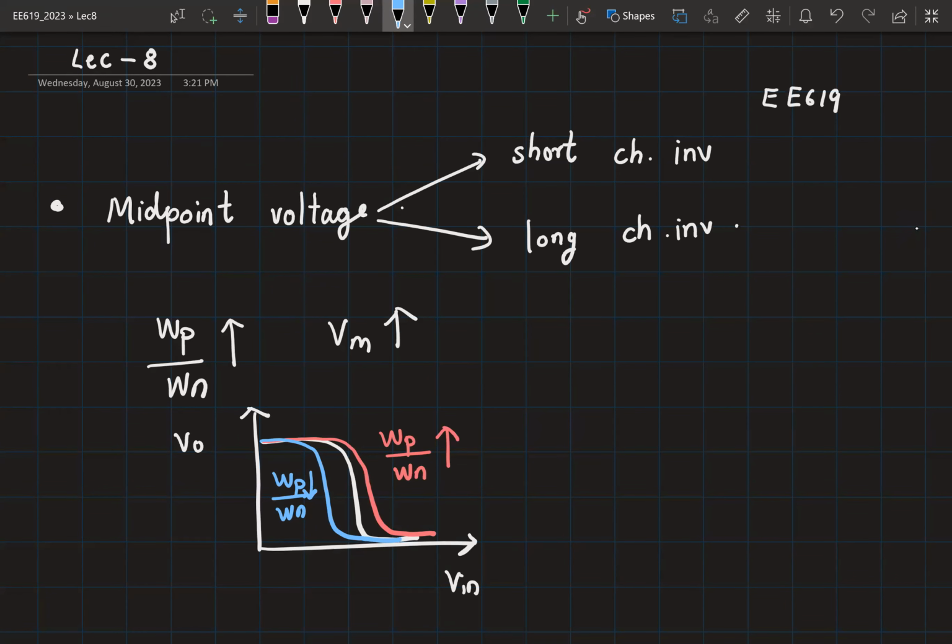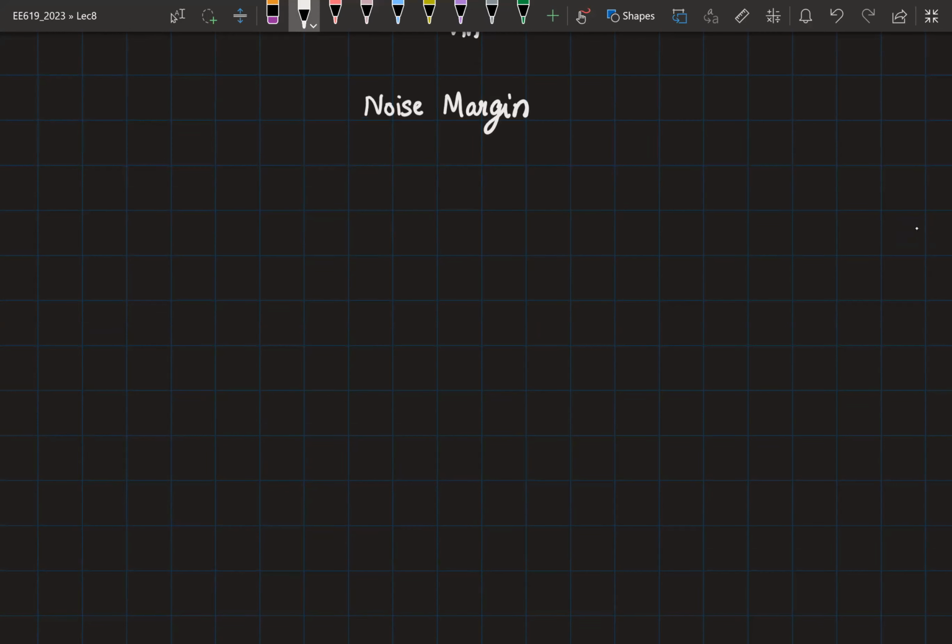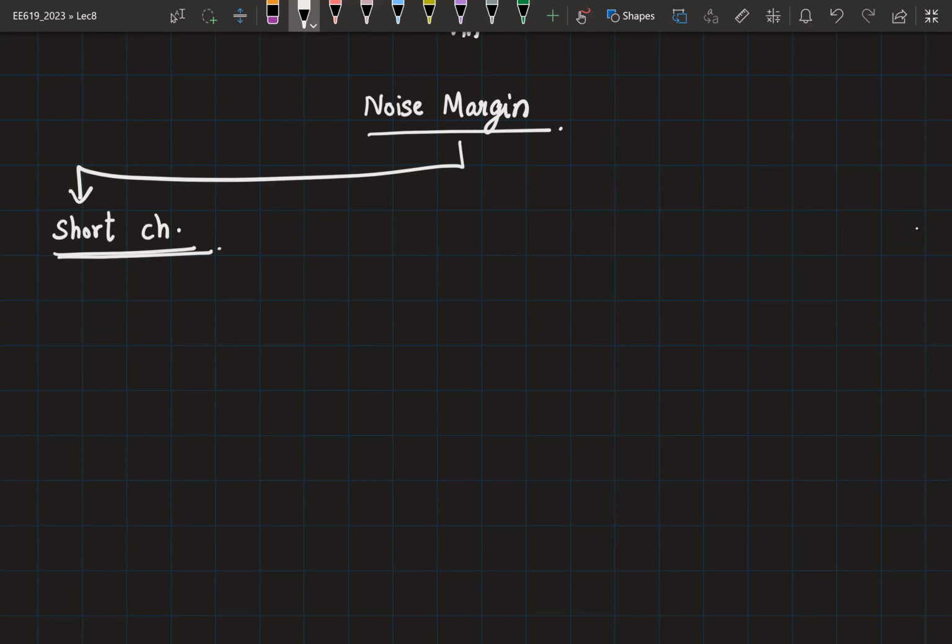Then we also did the calculation for the noise margin of the CMOS inverter. Again, we did this for short channel inverter and long channel inverter. What is the conclusion we made for short channel inverters? How do we proceed calculating the noise margin? Yeah, we use a linear piecewise approximation.